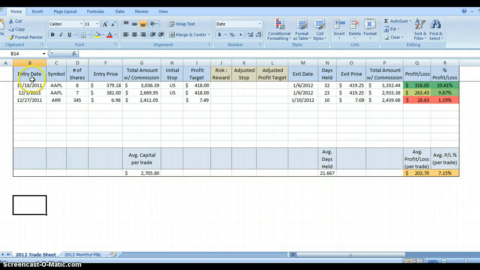We have the entry date column here, the day that we entered the stock, the symbol of the stock, the number of shares, the entry price, the total amount with commission. So don't forget to account for commission here.